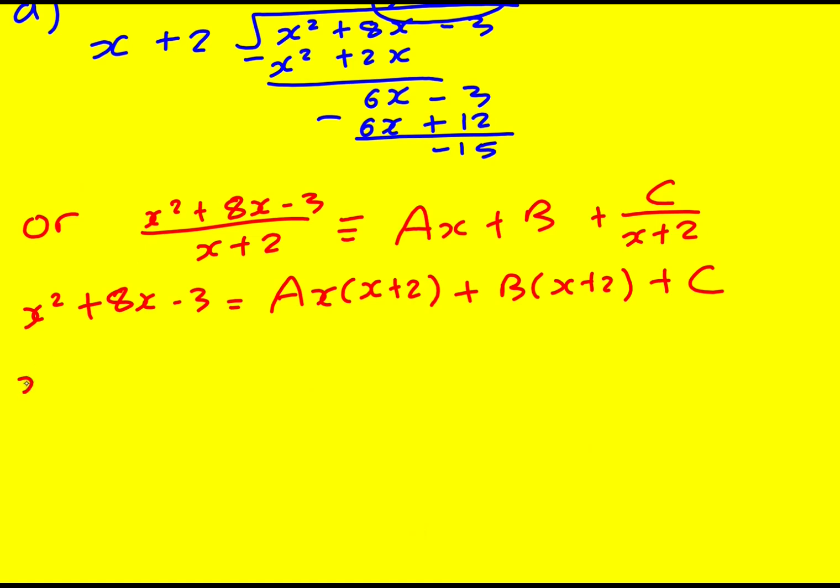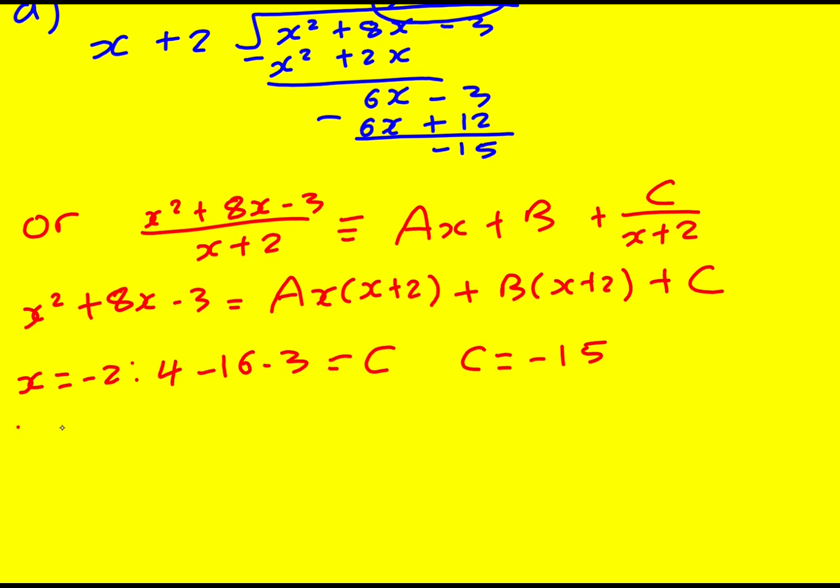Okay, so let's go with x equals minus 2. Then I'd get 4 minus 16 minus 3 is equal to c. And that's going to end up being minus 15. Okay, just like before.